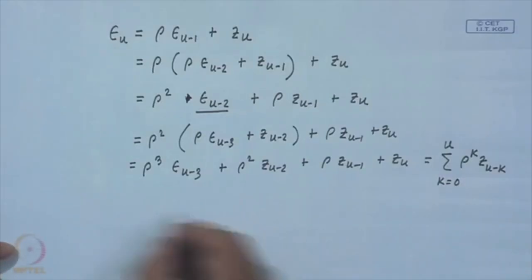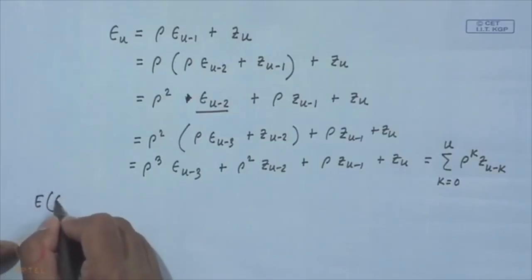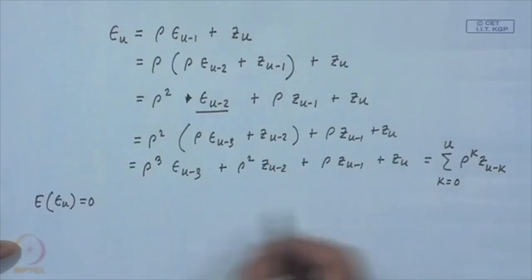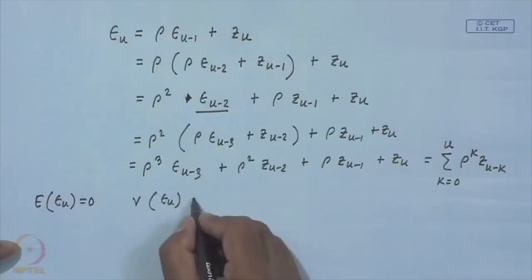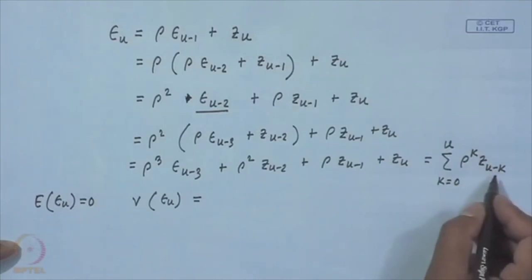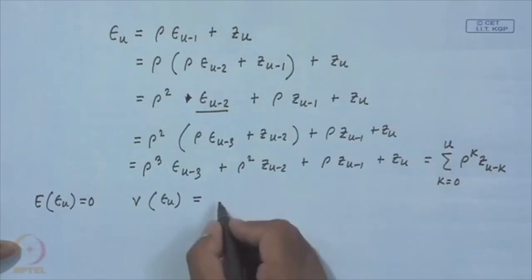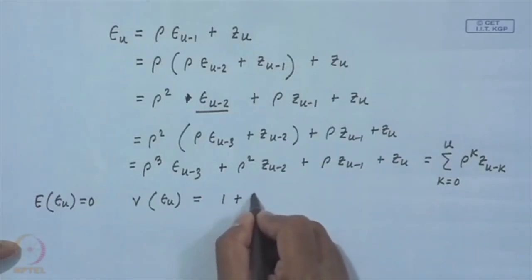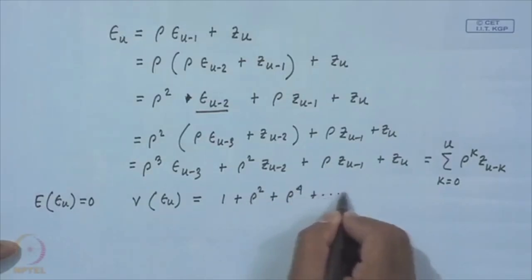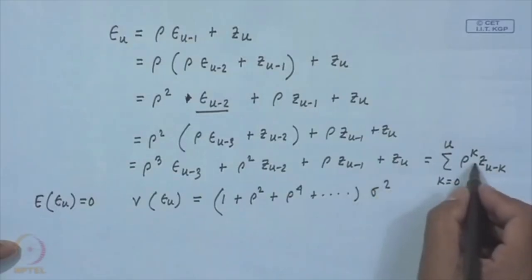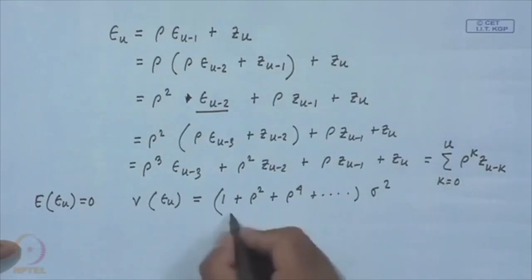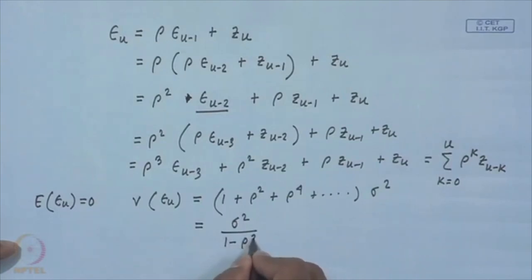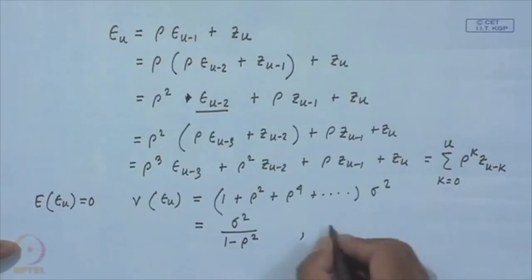Okay. So, expectation of epsilon u is equal to 0, because expectation of z is equal to 0. What about the variance of epsilon u now? The z i's are independent. So, you can write the variance of this one as 1 plus rho square plus rho to the power of 4 and like this, into sigma square, because the variance of z u minus k is sigma square and they are independent. So, this can be written as sigma square by 1 minus rho square, right.